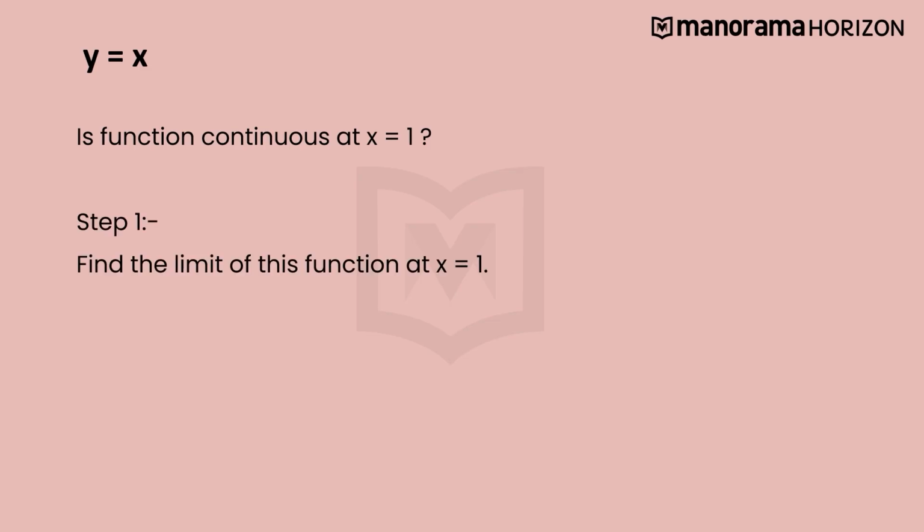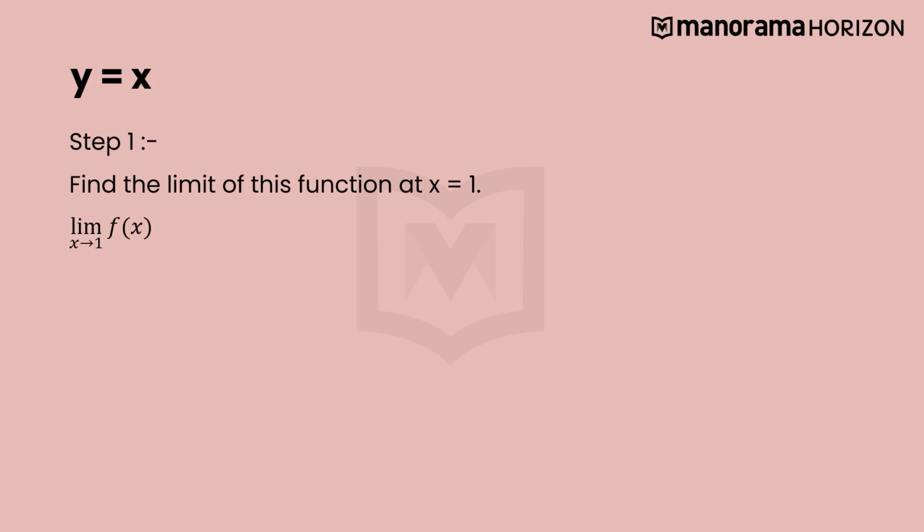So how do you do that? There are two steps in it. We need to find the limit of this function at x is equal to 1. Second, to find the value of the function at x is equal to 1. So let's do step number 1, which is the limit. So limit x tends to 1, f of x, which is nothing but limit x tends to 1, x, which is your function, which is equal to 1.